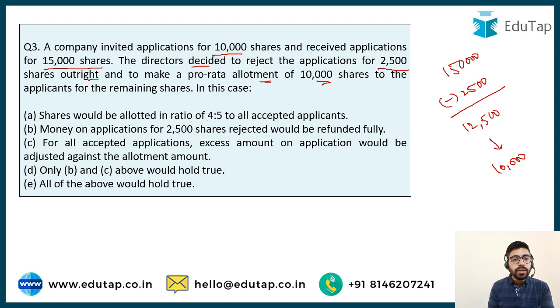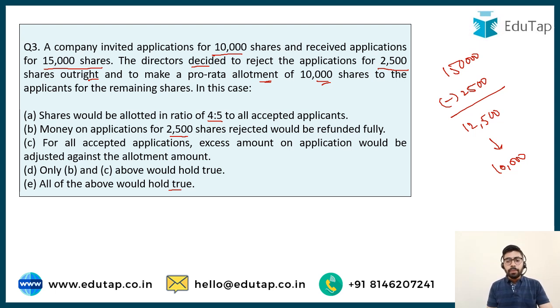A: Shares would be allotted in the ratio of 4:5 to all the accepted applications. B: Money on applications for 2,500 shares rejected would be refunded fully. C: For all the accepted applications, excess amount on the application would be adjusted against the allotment amount. D: Only B and C would be true. E: All the above would hold true. So we have to answer this particular question. I believe you are able to understand this question.